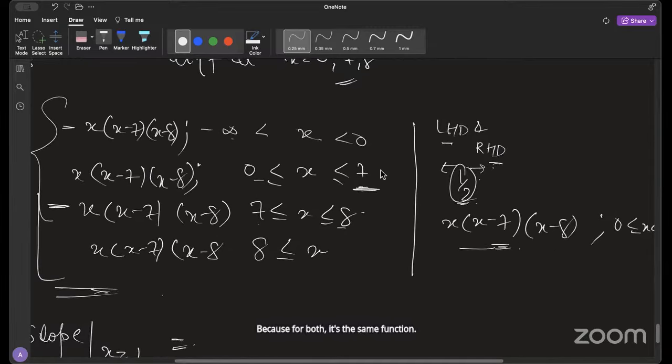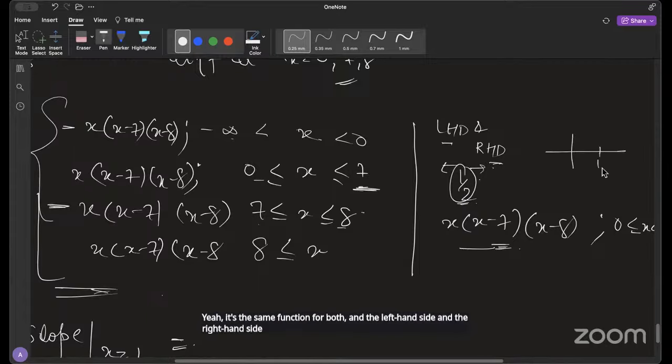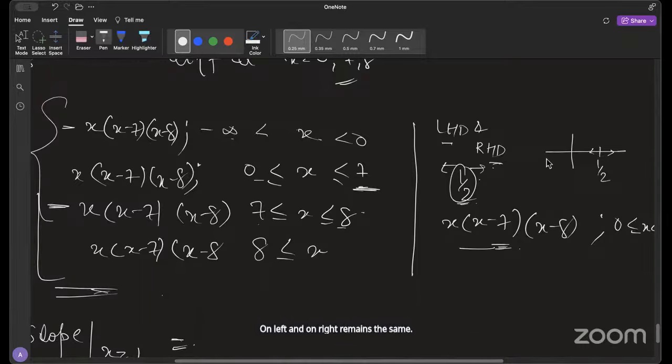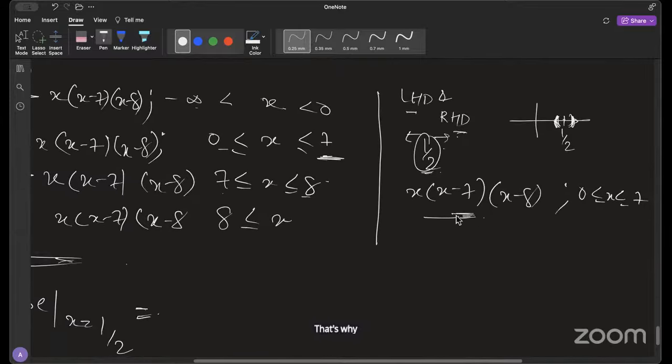Yeah, it's the same function for both, and the left hand side and the right hand side at half does not change. If this is your half, then the function on left and on right remains the same. By left and right, I mean in the close neighborhood, very close to half. I don't mean the entire left and entire right. Obviously, it's going to change when you go very far away from half, but in close proximity to half, the function is not going to change on either side, left and right. That's why you can just take the derivative of this.